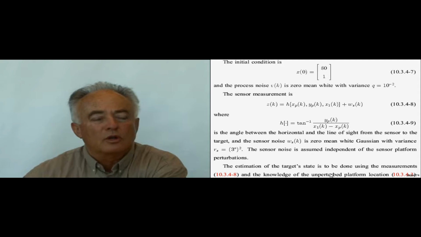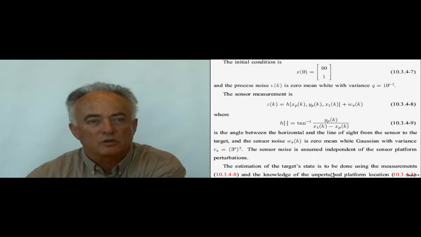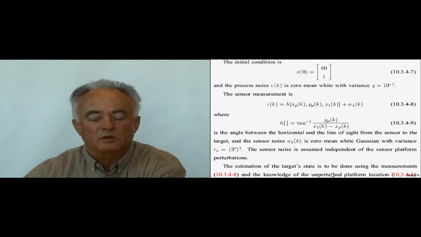And in addition to this, we have noise. So the platform's location is imperfectly known, and we have imperfect measurements, and we have an imperfect motion model. So we have a very realistic scenario here where there are quite a few uncertainties.